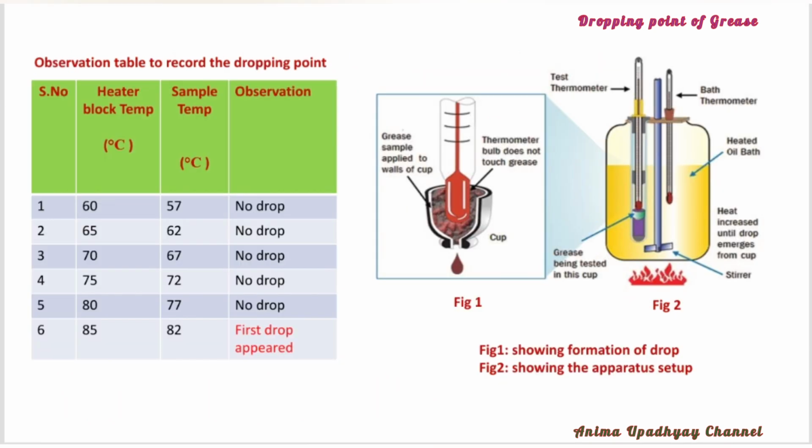The observation table, I have shown you here how to draw the observation table and record the temperatures as well as the observations. So slowly the temperature is increased and it is observed whether the drop is formed at that particular temperature or not, and it is recorded as the temperature reaches when the first drop appears. Record it for both heater block temperature and sample temperature, and this is the temperature which is recorded for the dropping point of the grease under test.